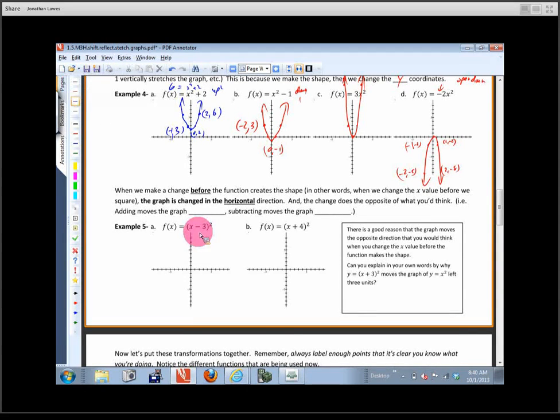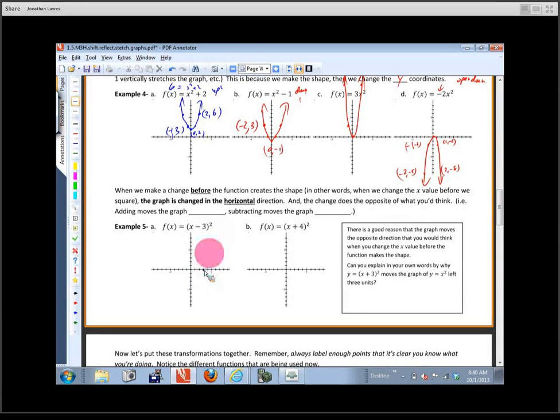The very first thing that I do here when I plug in a number is I subtract 3 from it. So if I plug in a 2 for an x, the very first thing I do is I change the x that I plugged in, then I square to make the shape. Okay? If I do that here, plug in a 1. The very first thing I do is I add 4 to it before I square to make the shape. Which way is this going to move it? This is going to move it to the right.